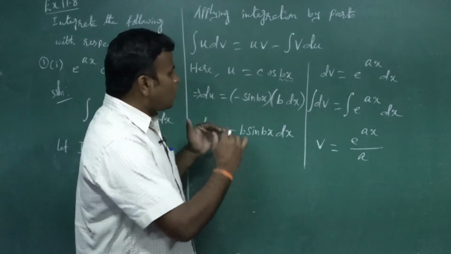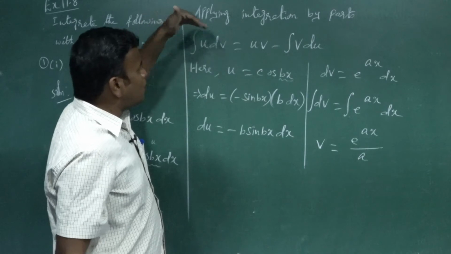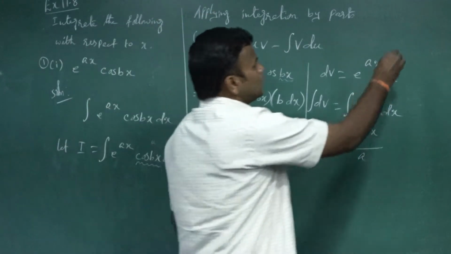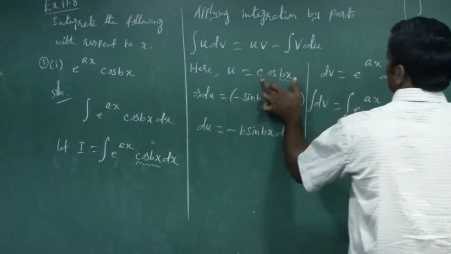Now we apply all the values in the formula. What is the LHS? Integral of u dv. So integral of, we will take the value of u as cos bx.